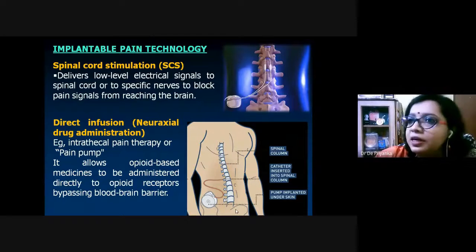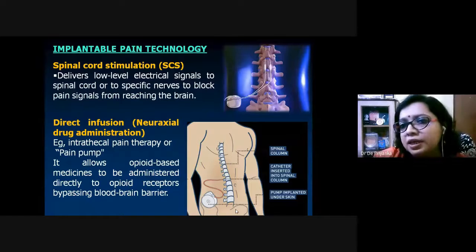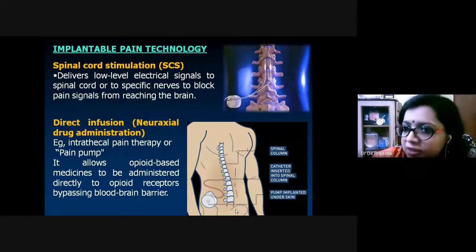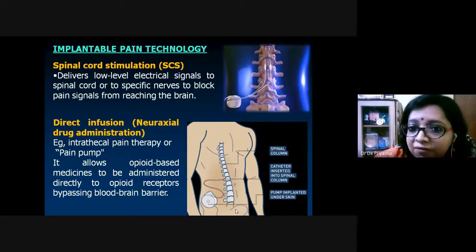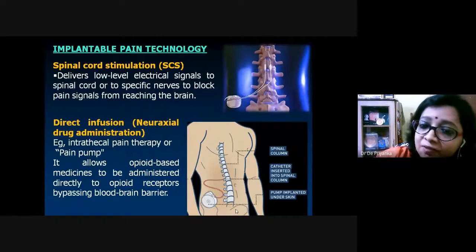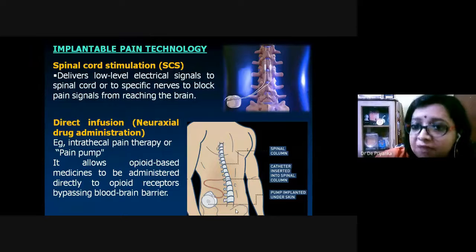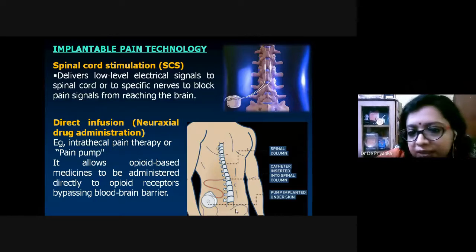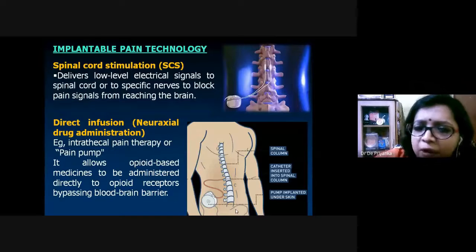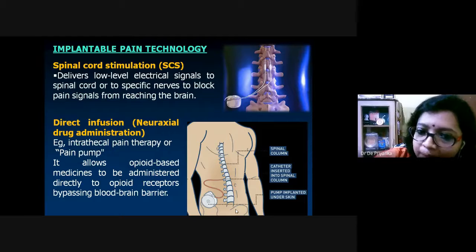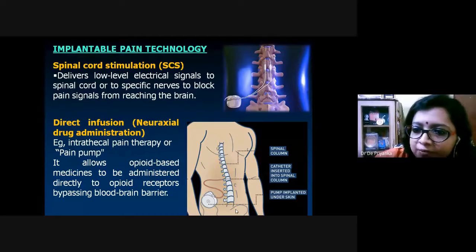Even if they are given some type of coating, or any other form which gets converted from one metabolic form to another so that they are available inside the brain, those formulations may have to be given in a greater, heavy dose. But the direct infusion technology, which you can see in the slide itself, is called a pain pump. It allows a very small amount of medication, opioid medications, to be administered directly, bypassing the blood-brain barrier, ultimately to the brain.